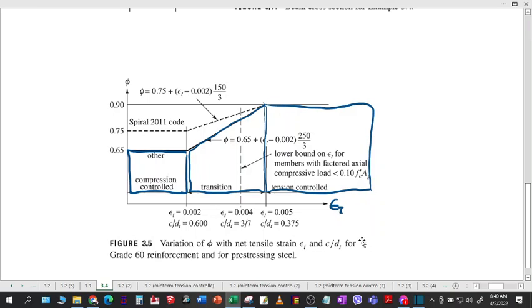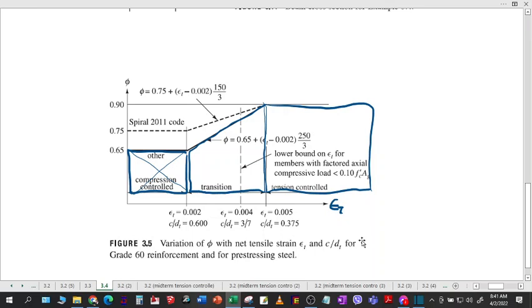Now this compression controlled zone is totally not permitted for beam design, because it will make the beams brittle, and brittleness in the beam will promote a non-ductile behavior. We want the beam to be very ductile, because if the beams are not ductile, then when the loads are so much that they cause a strength failure of the section, a compression controlled beam will just crumble down and collapse.